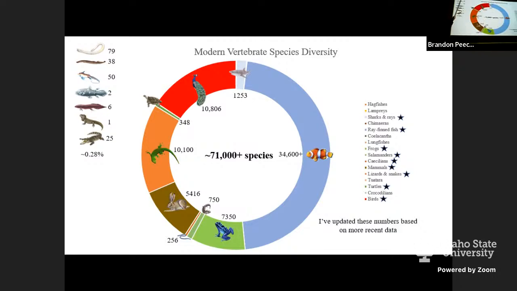So we've already talked about lampreys and hagfish, and ratfishes on Tuesday, and sharks and rays just for a hot second on Tuesday. Now we're going to talk about Actinopterygians, with so much vertebrate diversity. 34,600 at least species as of 2021.